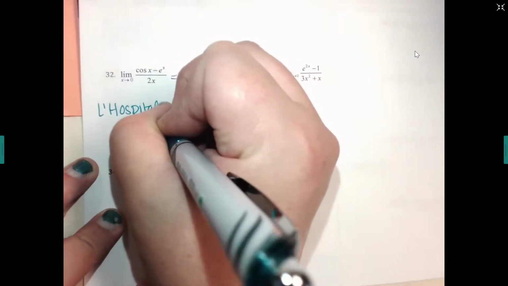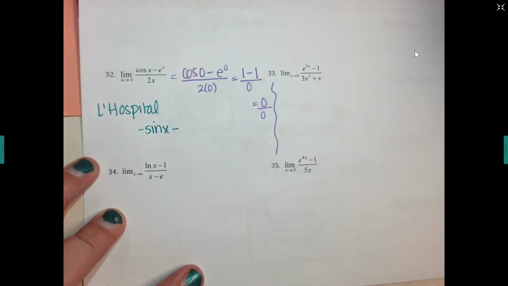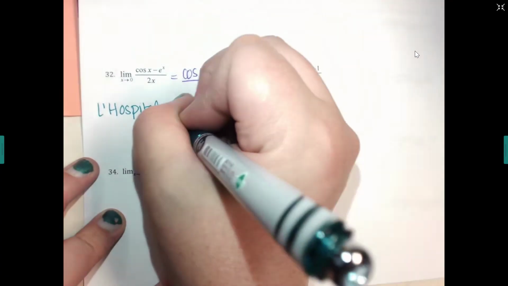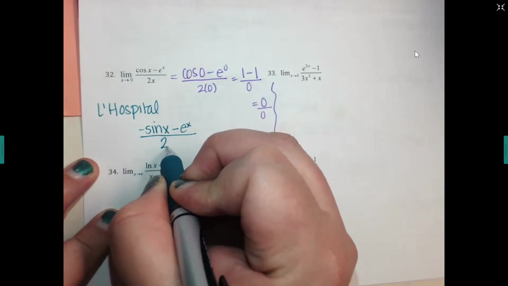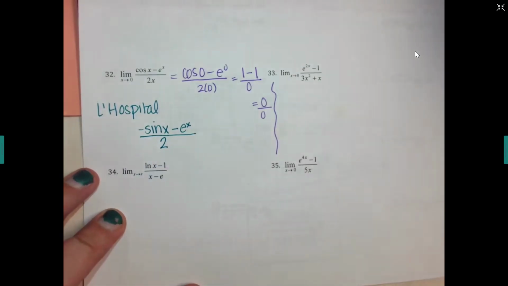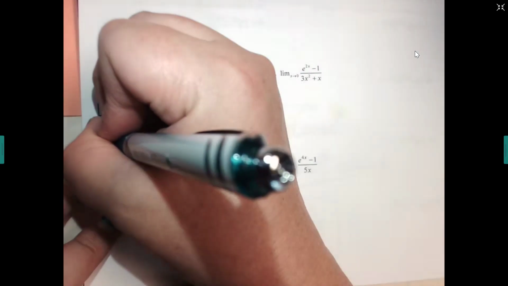Negative sine x. What about the e to the x? Stays e to the x. And then on bottom, the derivative of 2x is 2. Then we're going to do our limit as x approaches 0.